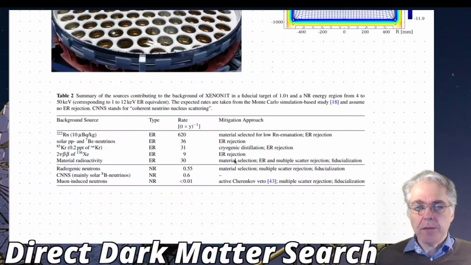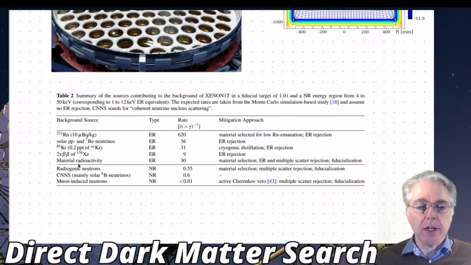And then here's the breakdown of the various backgrounds. This is important because this is basically summarizing what we've been discussing in a very nice and concise way. So the radon activity of 10 microbecquerel per kilogram leads to a total rate of 620 events per ton per year. So that's the units for the rates here.